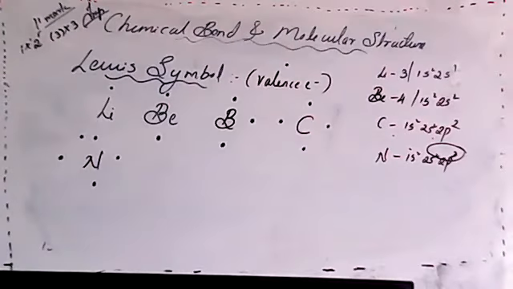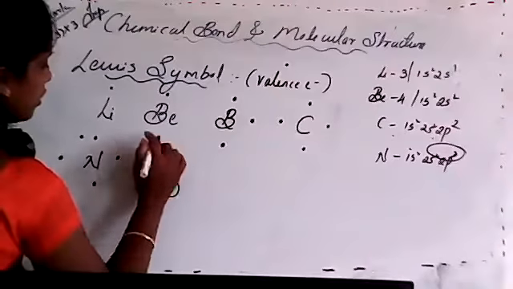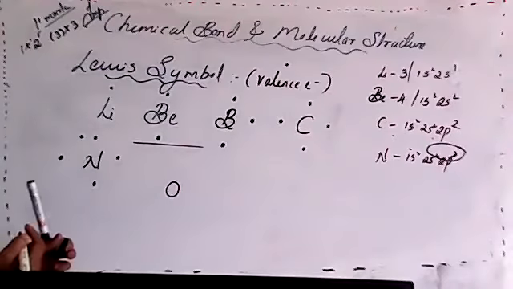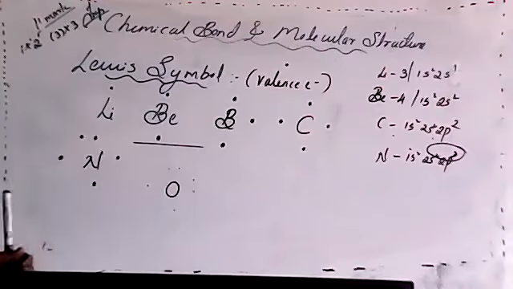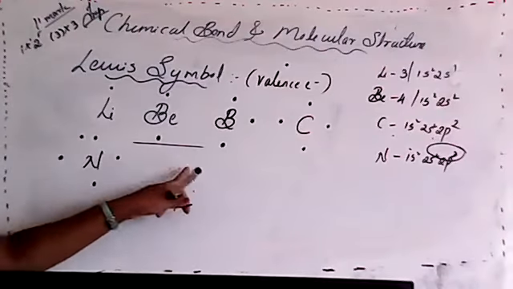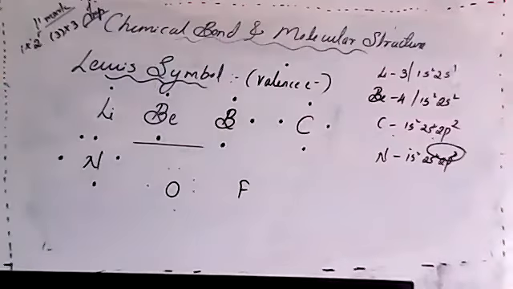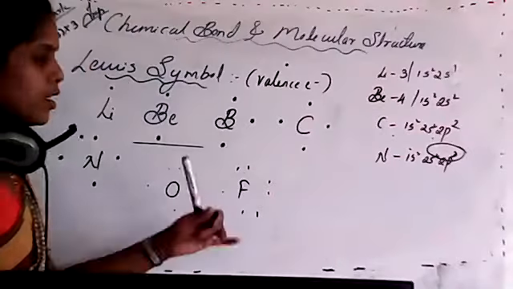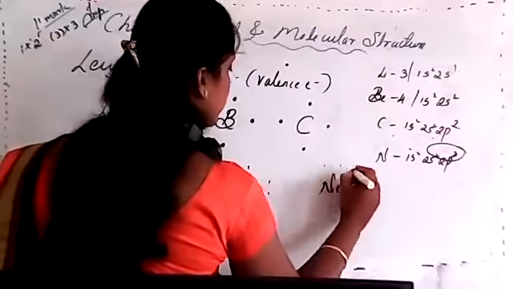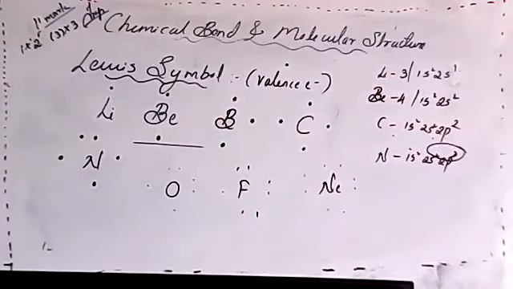Next, oxygen. I'll write here oxygen, okay? Or else you will get confused. How many valence electrons? 6. 1, 2, 3, 4, 5, 6. Next one for fluorine. 1, 2, 3, 4, 5, 6, and 7. And last one for neon. 1, 2, 3, 4, 5, 6, 7, 8. Is this clear, student?